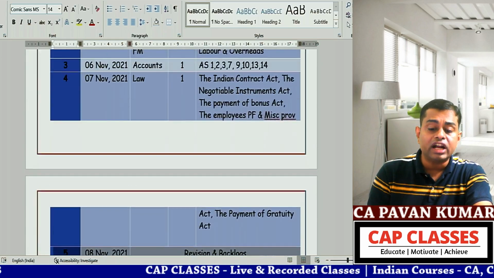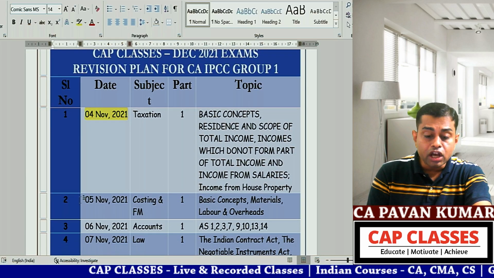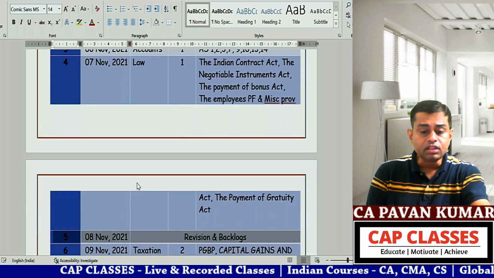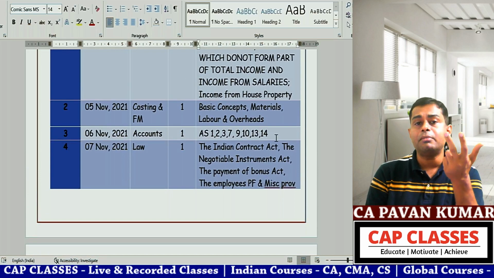And also, for example, if you look at costing and FM. On the 5th you are starting with costing and FM. On the first day you are reading basic concepts: material, labor, overheads.